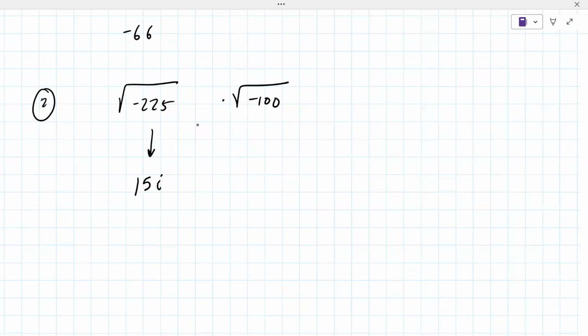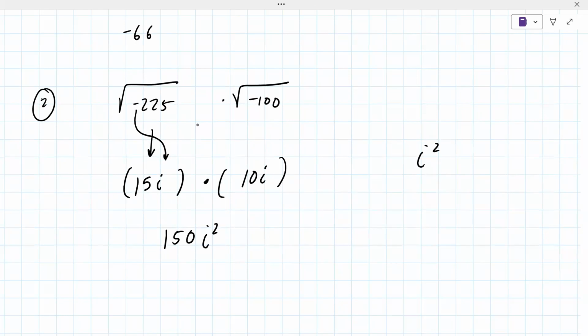So whenever you see a negative inside there, it's always going to produce an i. Same with this one. It's 10i, and then you're multiplying them together. 15 times 10 is 150. i times i is i squared. i squared is -1. So this is 150 times -1, or -150.